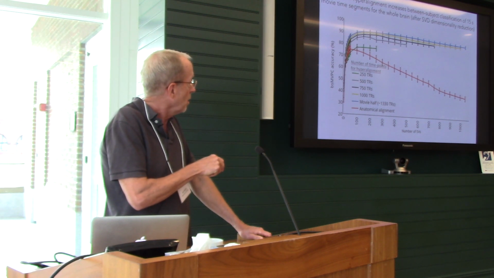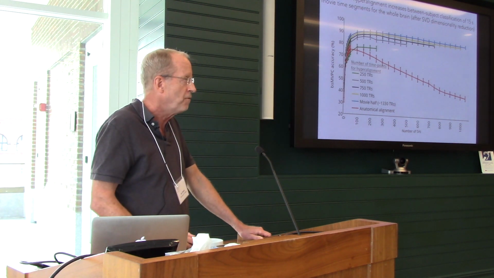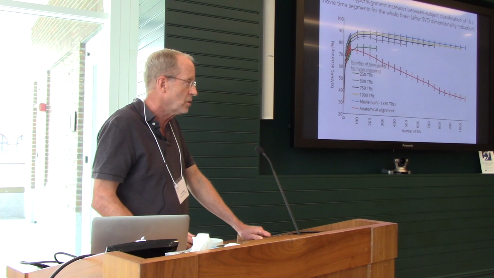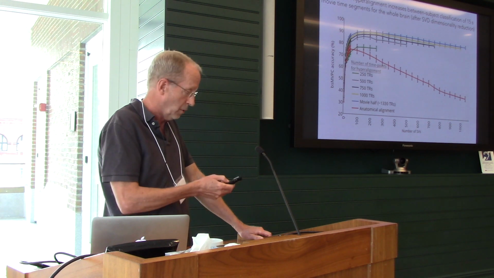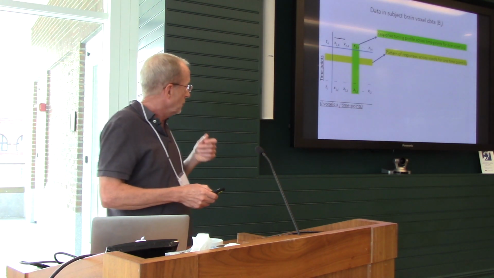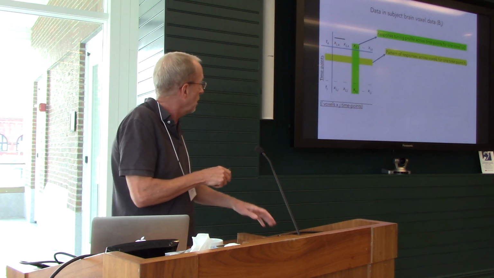Anatomical alignment was surprisingly high at 76%, a lot lower than hyperaligned, and it peaked with a dimensionality of about 50 dimensions. So we get a much higher dimensional information space with much finer grained information by using hyperalignment. I'm sorry about the missing numbers in here.